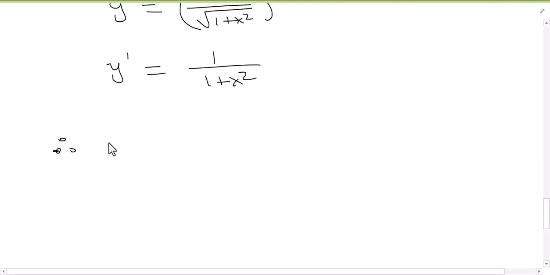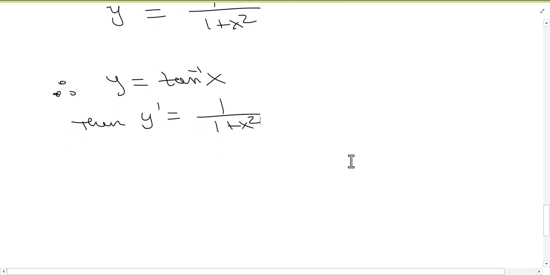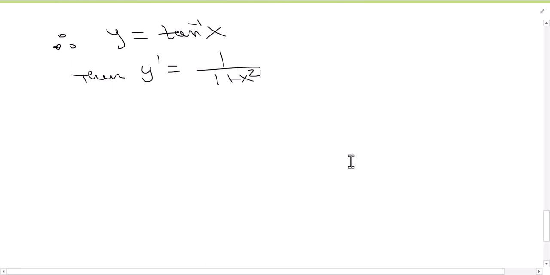So what this means is therefore that if y is equal to the inverse tangent of x, then y prime is 1 over 1 plus x squared. So these are some derivatives to add to our note cards, whatever you're using to memorize the derivatives.